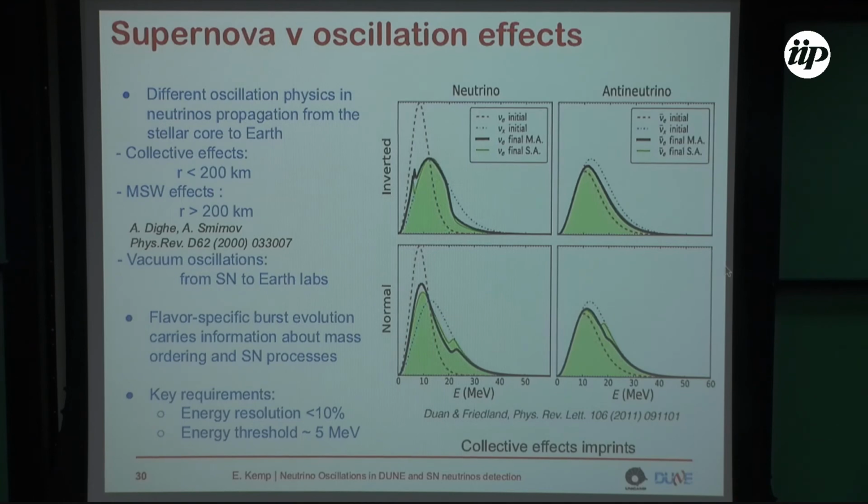So even if you don't know exactly, all the models can predict these strange structures in the spectrum. To see that with the new generation of detectors, just like DUNE, there are some key requirements: energy resolution better than 10% and an energy threshold around 5 MeV, which is inside the proposal, the plan for DUNE.